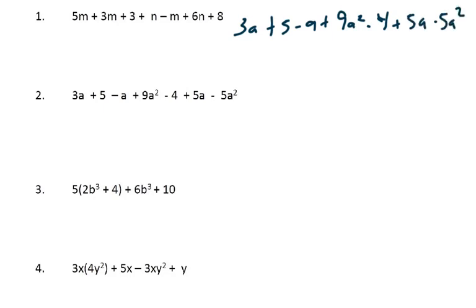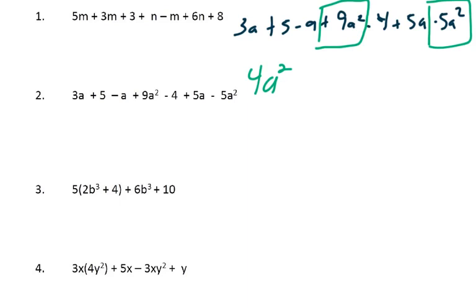Okay, so the first thing I'm going to do is look at my a squareds because a squared outranks a. Kind of think of it as when you play cards. Your ace outranks your king. So here our exponents outrank our variables that don't have an exponent shown. So I'm going to box those first. So I have a positive 9a squared here, and I have a negative 5a squared. Well, 9a squared minus 5a squared is going to be 4a squared.